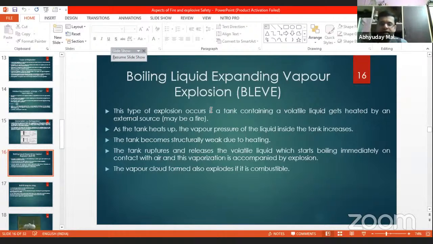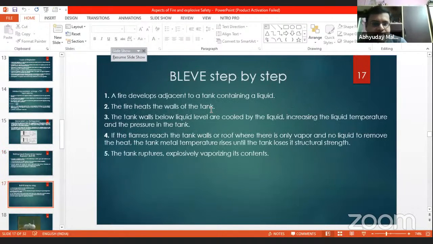Whenever this volatile liquid gets released to the atmosphere, it starts boiling immediately and rapidly vaporizes. This vaporization creates a vapor cloud which explodes. And this is called a boiling liquid expanding vapor explosion. What are the steps that occur in a BLEVE? The first requirement is that some sort of heat source needs to be there.